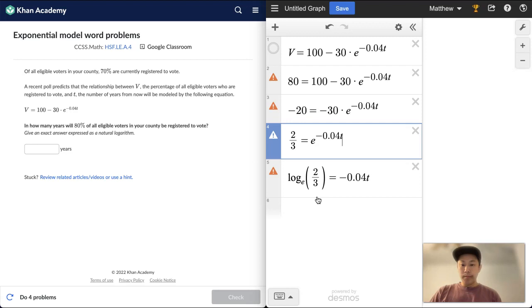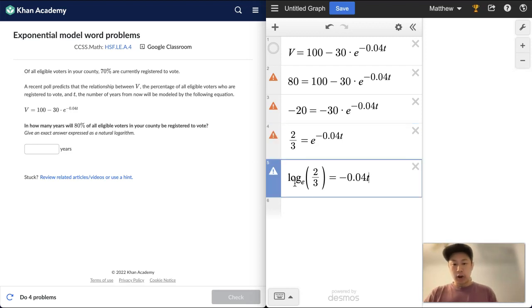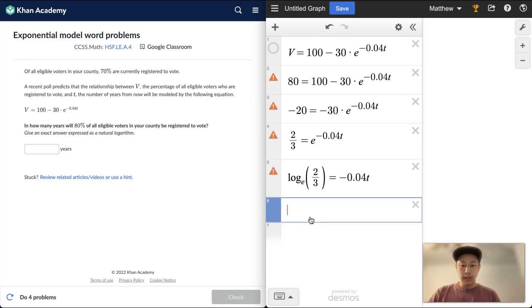Okay. So with this, I like to start with the log base e and not skip some steps, but hopefully you guys know your log base e is just your natural log. So I can replace log base e with just natural log of 2/3. Okay, so that's what we're going to do. Okay, home stretch, divide both sides by negative 0.04.